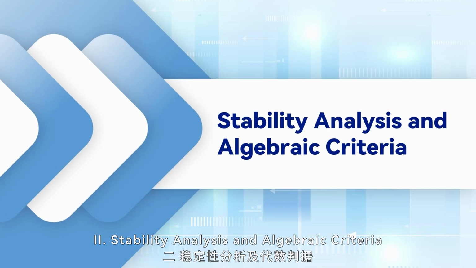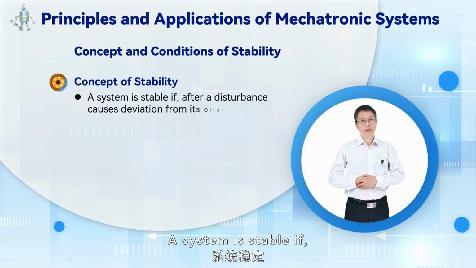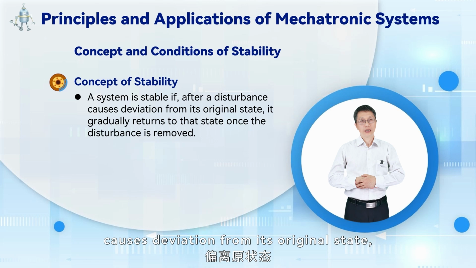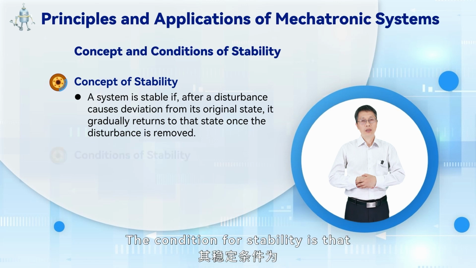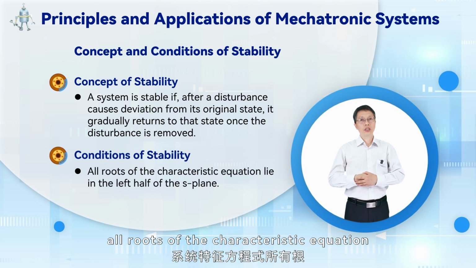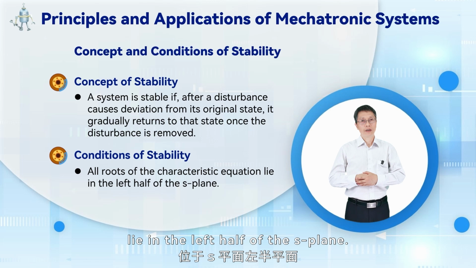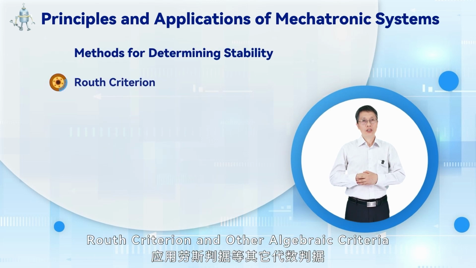2. Stability analysis and algebraic criteria. 1. Concept and conditions of stability. A system is stable if, after a disturbance causes deviation from its original state, it gradually returns to that state once the disturbance is removed. The condition for stability is that all roots of the characteristic equation lie in the left half of the S-plane. 2. Methods for determining stability, Routh criterion, and other algebraic criteria.